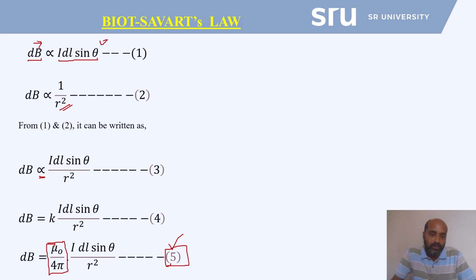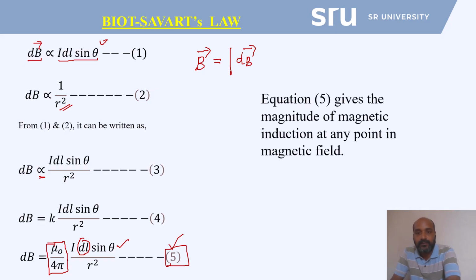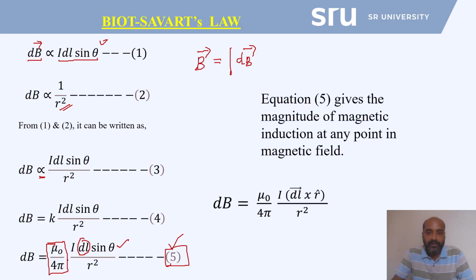But this is only due to what? Only due to a small segment, a small length dl. But if you are interested to calculate the field due to the total length, we need to integrate that. This B will be equal to what? Integral dB. Just integrate this equation, so that will give the magnetic field induction due to the total length. And you can write that in vector form also.